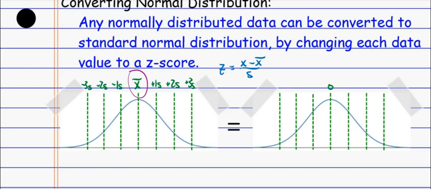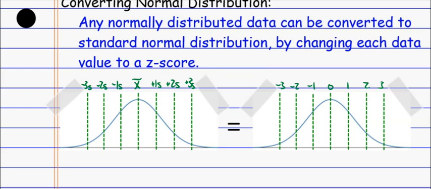If I convert each of those values that represent the standard deviations, I would simply get a 1 here, a 2 here, and a 3 here. A -1, a -2, and a -3, okay? And so again, this is not a real mind-blowing concept. If I take each value from the normal distribution, convert it to a z-score, now I have the standard normal distribution, okay?